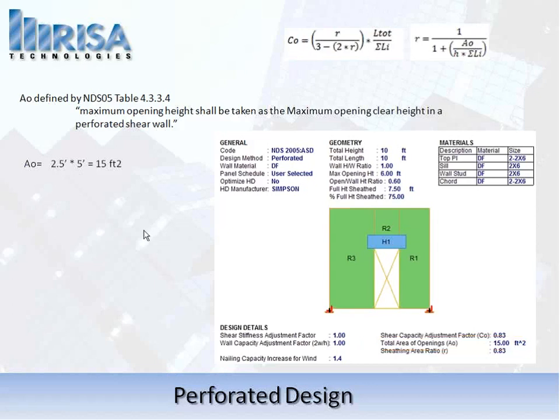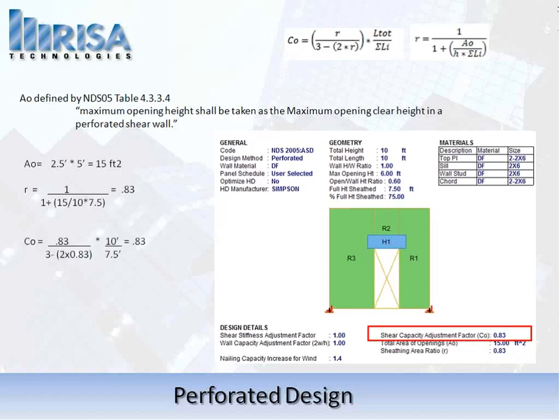Then the next value is my R. To solve for that R, I use this A naught and the height. Then I get my R of 0.83, listed below. The next one is C naught, which is based on the R we just solved for, and the height and geometry of the wall. So you come out with these different values, and it's going to adjust my shear capacity by 0.83. Okay, so I've got that for a door opening.